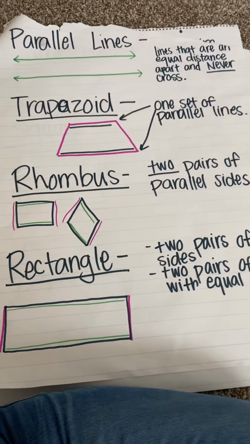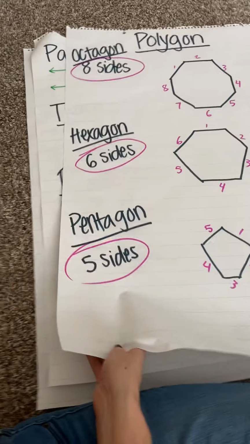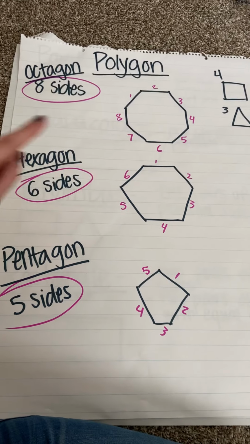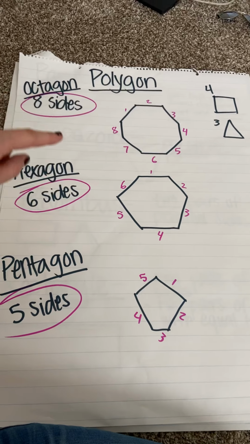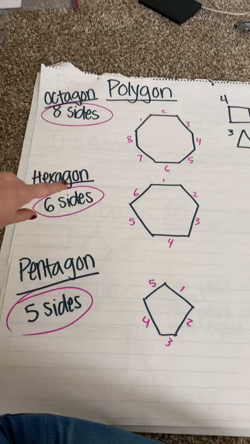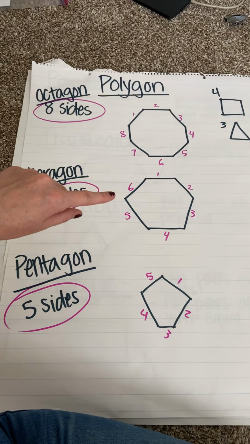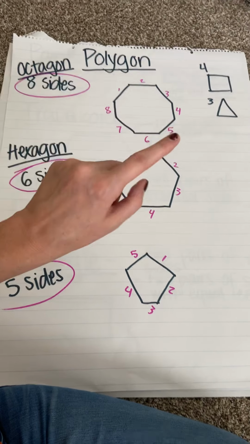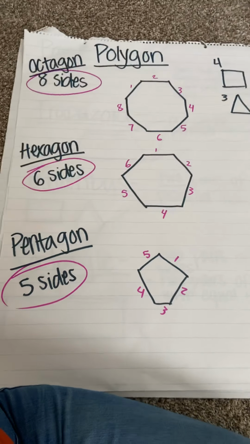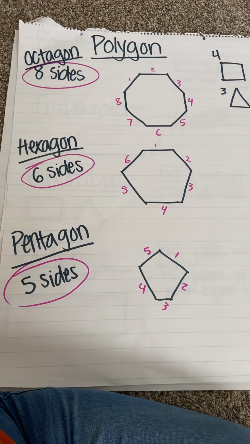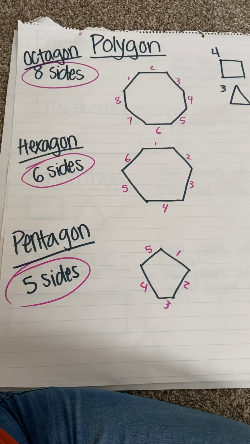Then we discussed the different type of polygons that you need to know. And they're pretty simple. An octagon has 8 sides. And these are not quadrilaterals. These are just polygons. A hexagon has 6 sides. A pentagon has 5 sides. And then I quickly went over the square and the triangle. But these are polygons. They are all flat, closed shapes with no curves. That's what a polygon is.